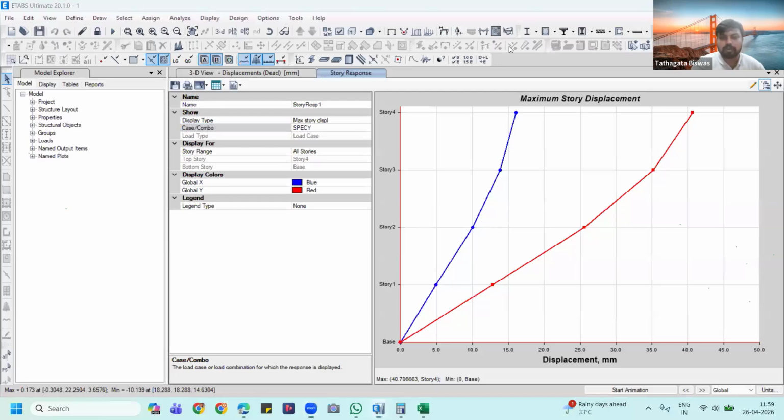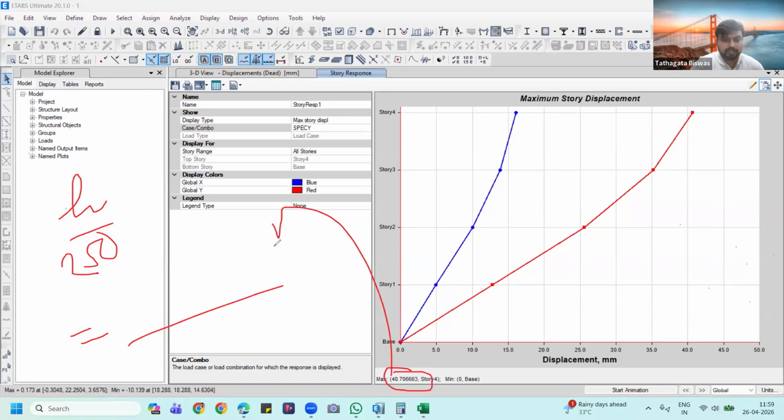Now, how should you do it? H upon 250. This is the formula or the limit for the displacement check of earthquake. H means the total height of the structure, divided by 250; this is your limit. If this value is less than the limit, then your building is safe. If it is more than this, then you need to change the stiffness at certain areas. How to change or revise the stiffness? You need to increase the column size. You need to orient certain columns in such a way. You need to introduce certain columns. Different things you need to do.